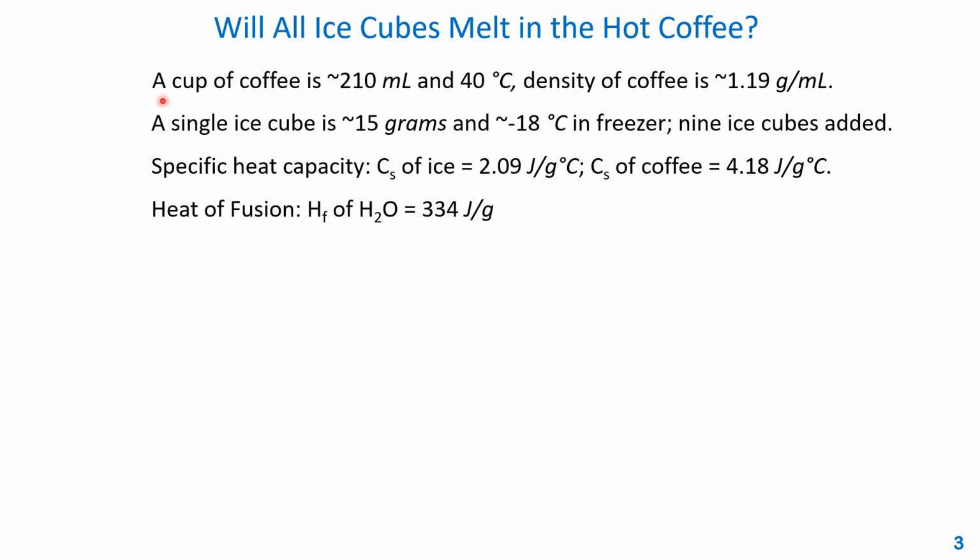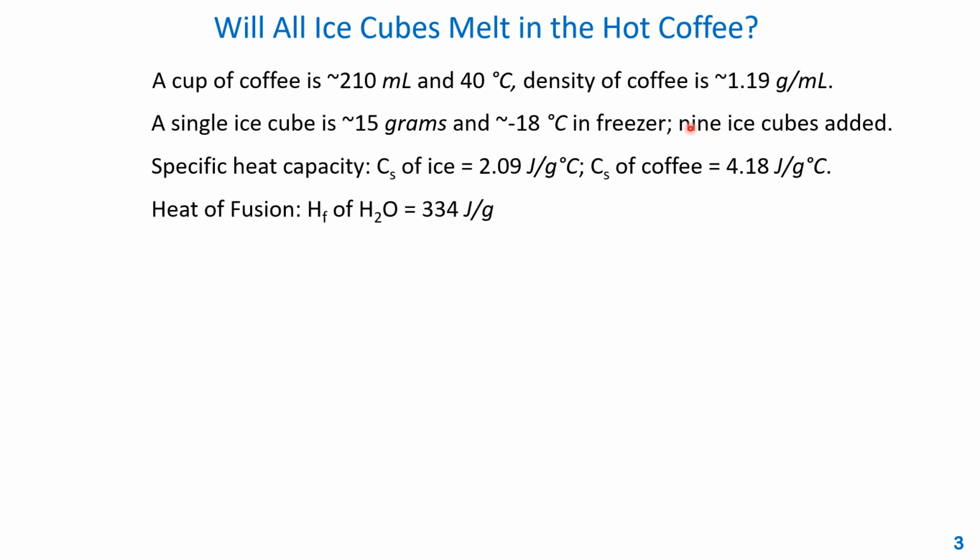The given conditions: a cup of coffee is around 210 milliliters at 40 degrees Celsius. The density of the coffee is 1.19 grams per milliliter, higher than water. A single ice cube, same thing, is about 15 grams, and the temperature is the same, negative 18 degrees in the freezer.